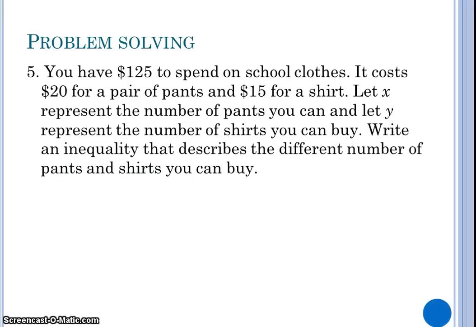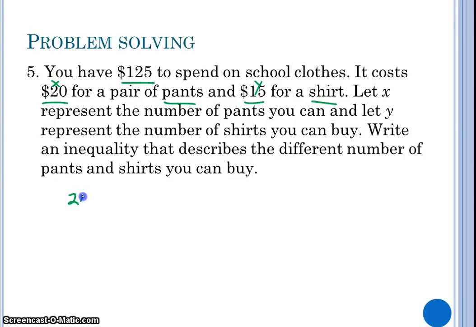Okay, so let's move on to the next example. So the next example is a word problem. So go ahead and pause it and read your question and highlight or underline any important things. Okay, so I went ahead and underlined the important things here. So we have $20 for a pair of pants, and we're told that the number of pants we're going to buy is X, and $15 per shirt, and we're told that Y is going to be the number of shirts. And we have $125 to spend, not more. So we're going to write an inequality that describes the different number of pants and shirts that we can buy.